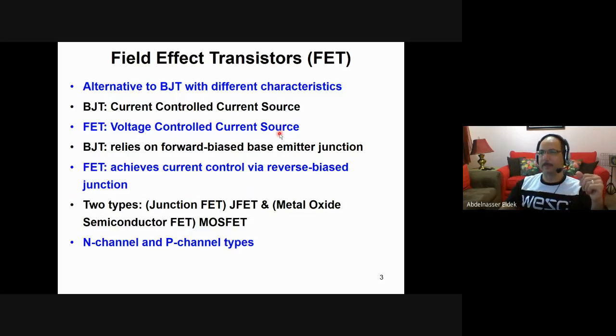This is the difference. In the BJT we have a forward biased base-emitter junction. This is how it works. But in the FET we have a reverse biased junction that makes it work. There are two types of FET. One is called the JFET, or junction FET, and the other is the metal oxide semiconductor FET, or MOSFET. From the name, it has some metal inside. And of course, usually they come as N channel or P channel, that is, N type and P type.